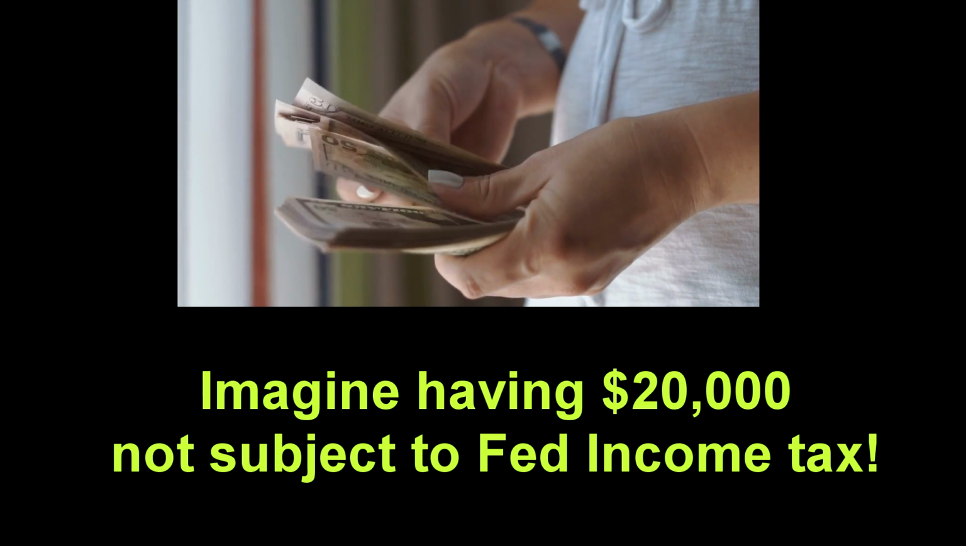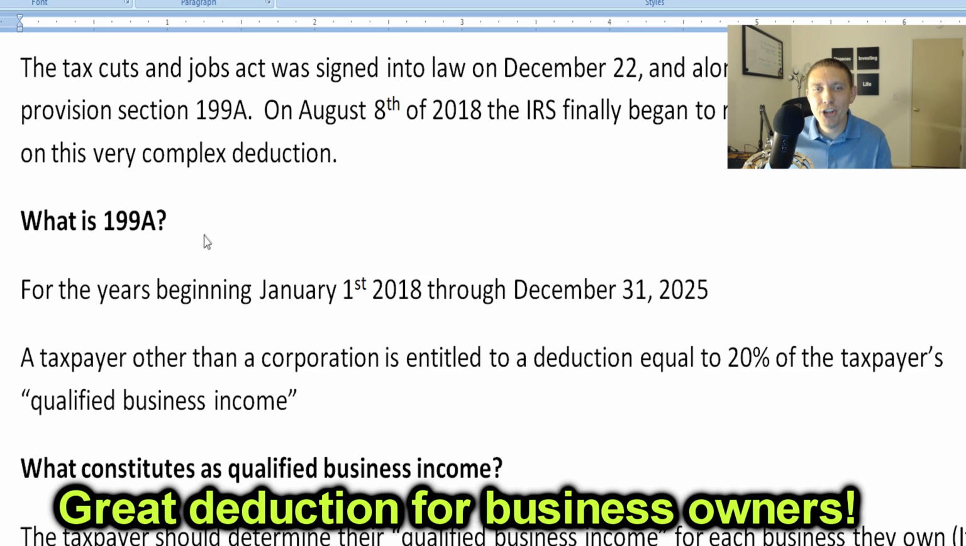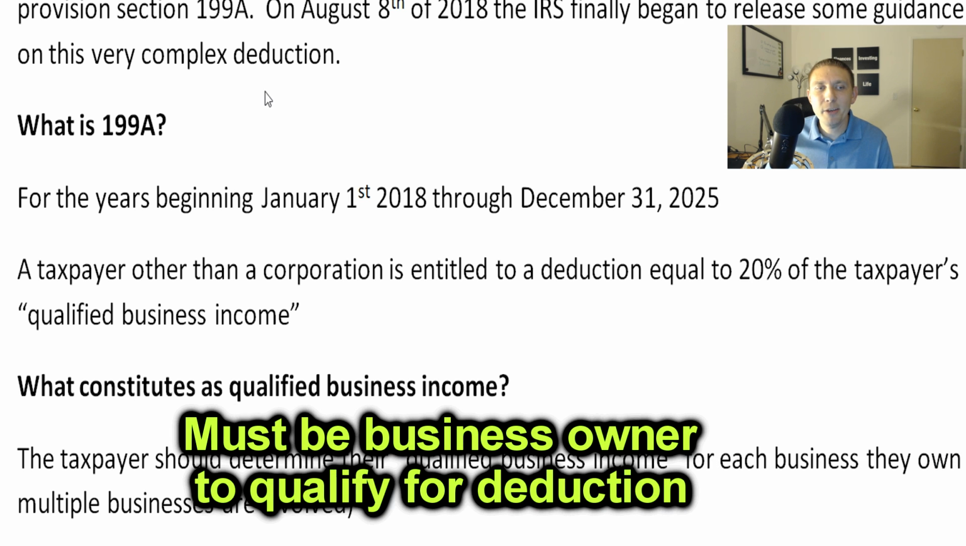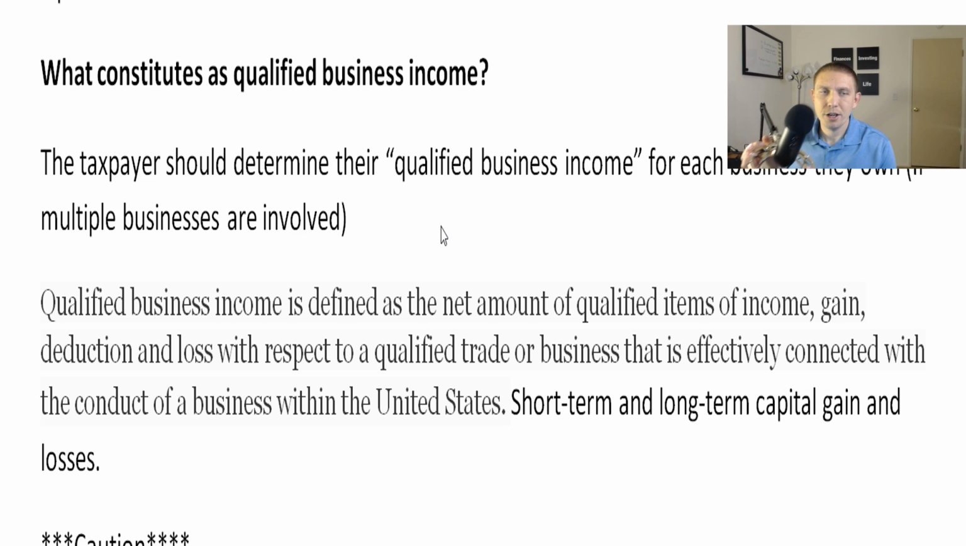Now let's discuss the more formal definition of this. For the years beginning on January 1st of 2018, all the way through December 31st of 2025, this deduction is going to be in play. And basically what it means is a taxpayer other than a corporation, got that? So it does not account for corporations, is entitled to a deduction equal to 20% of the taxpayer's qualified business income. So qualified business income is defined as the net amount of qualified items of income, gain, deduction, and loss with respect to a qualified trade or business that is effectively connected with the conduct of a business within the United States.